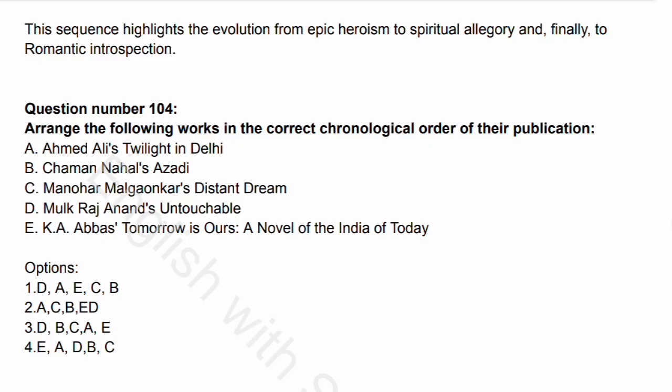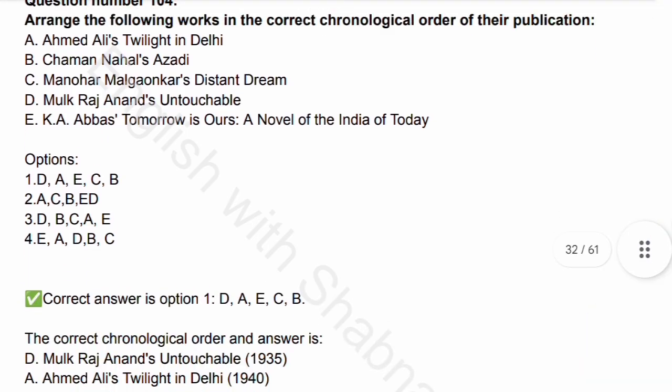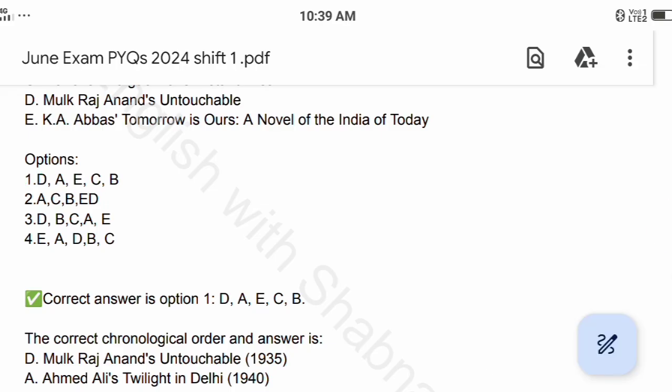From Indian writers, Indian and Pakistani, they can be mixed. What could be the correct answer? As per their publication, you have to guess the correct chronology. Let's see the correct answer. Option 1, that means you have to arrange them in chronology.